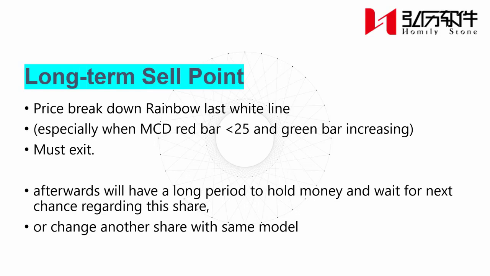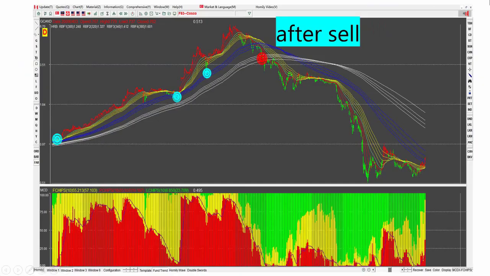After selling, it will be a long time to wait. For the best buy point, we can consider it again, but whenever the price breaks down the last white line, and the white line turns down, and the big fish is flowing out already, it's time to sell, to take profit. After selling, we have a long way to go. We just hold the money and wait for the next chance. The same pattern: all rainbow lines converge together and turn up, and the big fish comes, and then we can do the next turn.